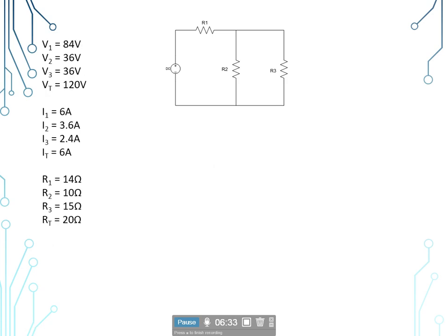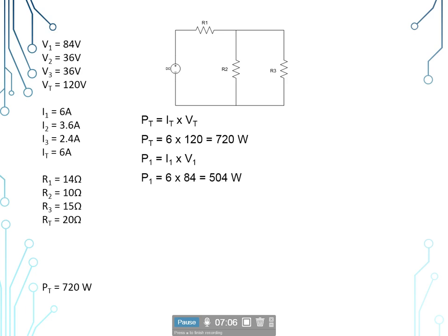Now all we need left to do is find our power that we dissipated, the total power and the power dissipated by each individual component. So P sub t is equal to I sub t times V sub t. So P sub t would be 6 amps times 120 volts, giving us 720 watts total. Our P sub 1, power dissipated by the first load, would be I sub 1 times V sub 1. I sub 1 of 6 amps, V sub 1 of 84 volts will give us 504 watts total.